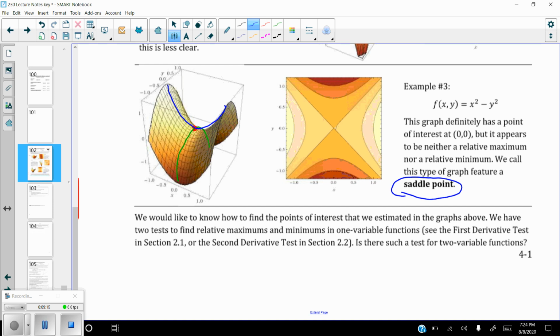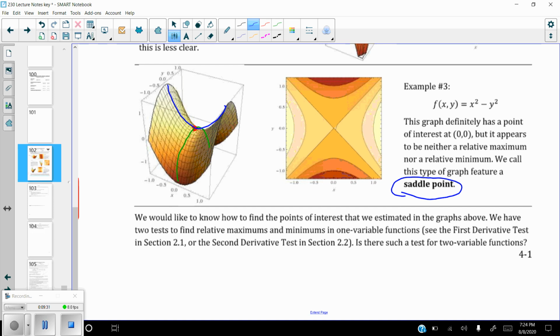We also had the second derivative test, which was taking the derivative of the first derivative, so we had the concavity. If it was concave up at a critical point, then we had a minimum. If it was concave down at a critical point, then we had a maximum.